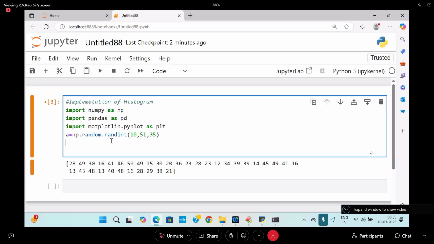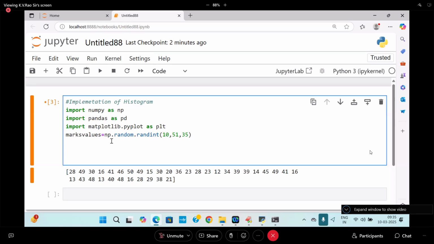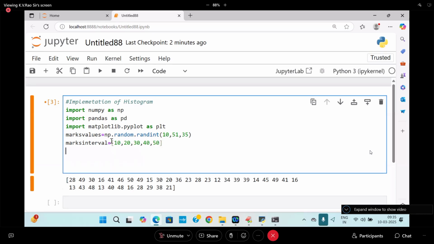Now I'm going to take it. Assume that these are called marks values. Next is called what? Interval. Marks interval. Marks interval is equal to, now I'm taking 10, 20, 30, 40, 50. This is the marks interval I am taking.